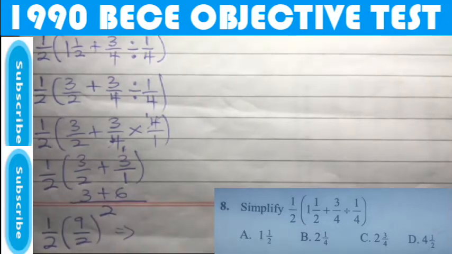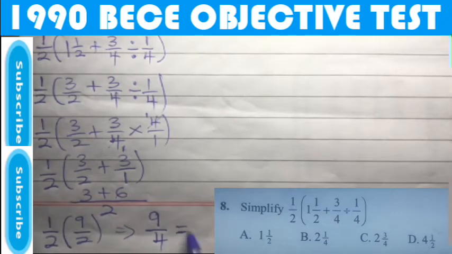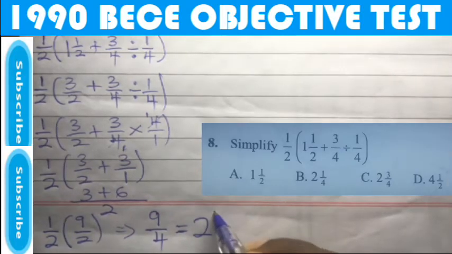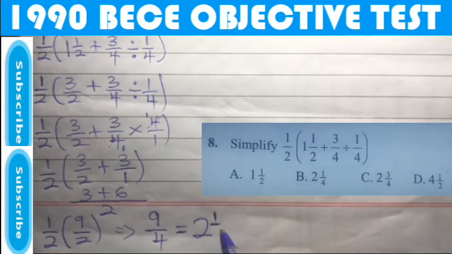We box on over here. 1 multiplies 9, we have 9. And then 2 multiplies 2, we have 4. There is an improper fraction. If you are supposed to change it to a mixed fraction, 4 will divide 9 2 times. There will be a remainder of 1. It becomes the numerator of the common fraction all over the denominator, 4.